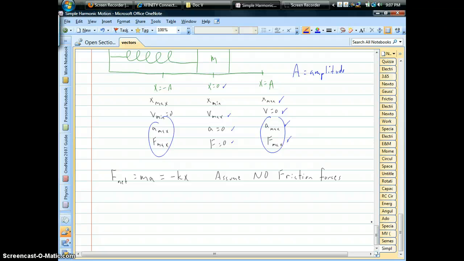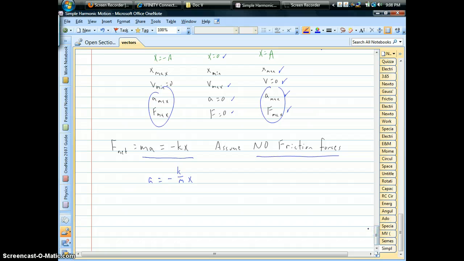So it's easy enough. We're assuming no friction forces. And so Newton's law would simply give you your net force is the spring, negative kx. So this gives us the acceleration, dividing through by the mass. And that's all fine and good. We can certainly see this is non-constant. As your x value changes, so does your force and acceleration. But how do you get time in here?